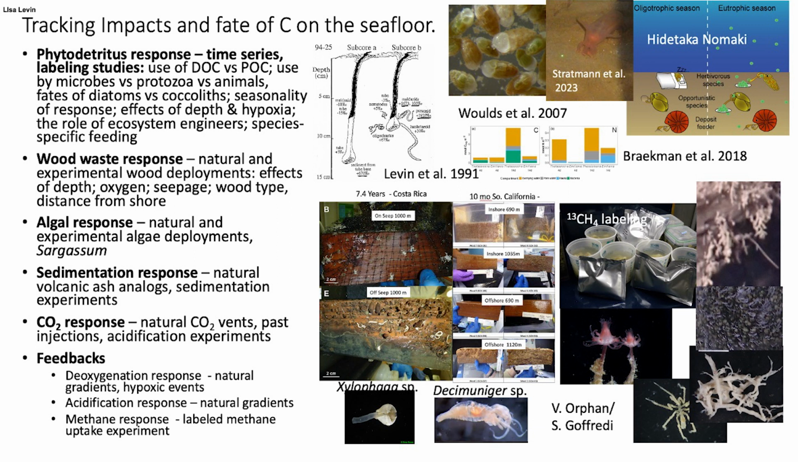So for example, for decades now, we've been doing phytodetritus labeling experiments. And also we have time series like at Station M that tells us the fate of phytodetritus and who uses it. The labeling experiments have allowed us to look at the fate of dissolved versus particulate organic carbon, to partition out the uptake by microbes versus protozoa versus animals. We have looked at the different types of input, diatoms versus coccoliths and their fates, the seasonality of the responses, the effect of depth or oxygen on the responses, the roles of ecosystem engineers, and species-specific feeding behaviors.